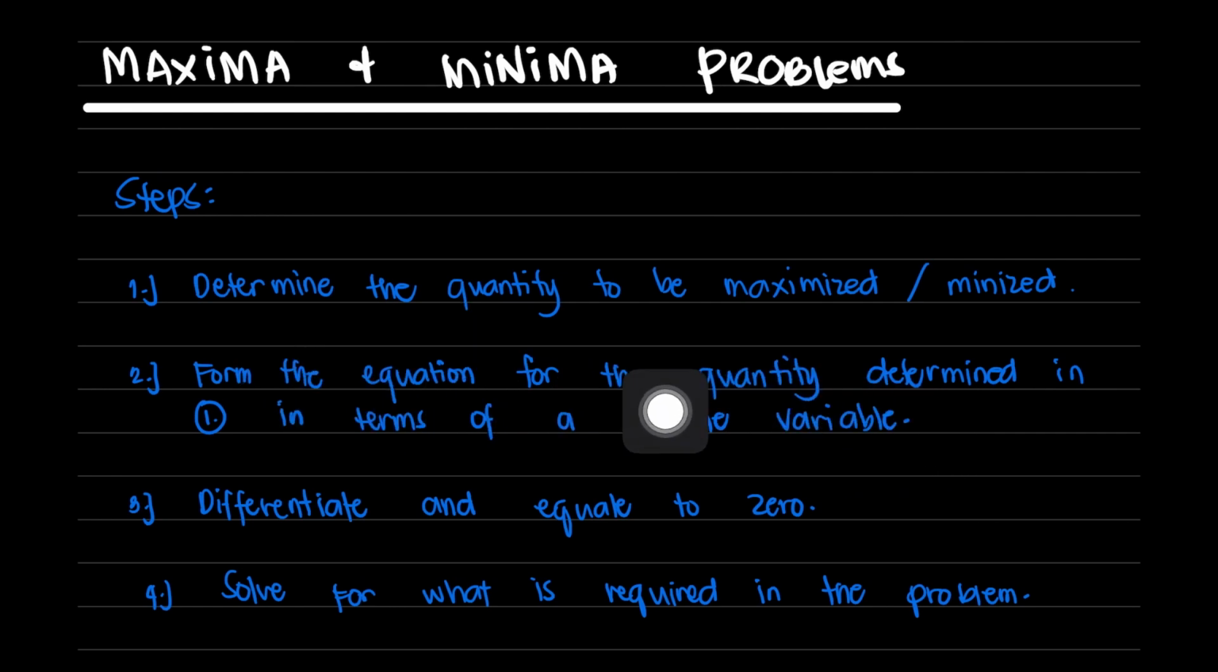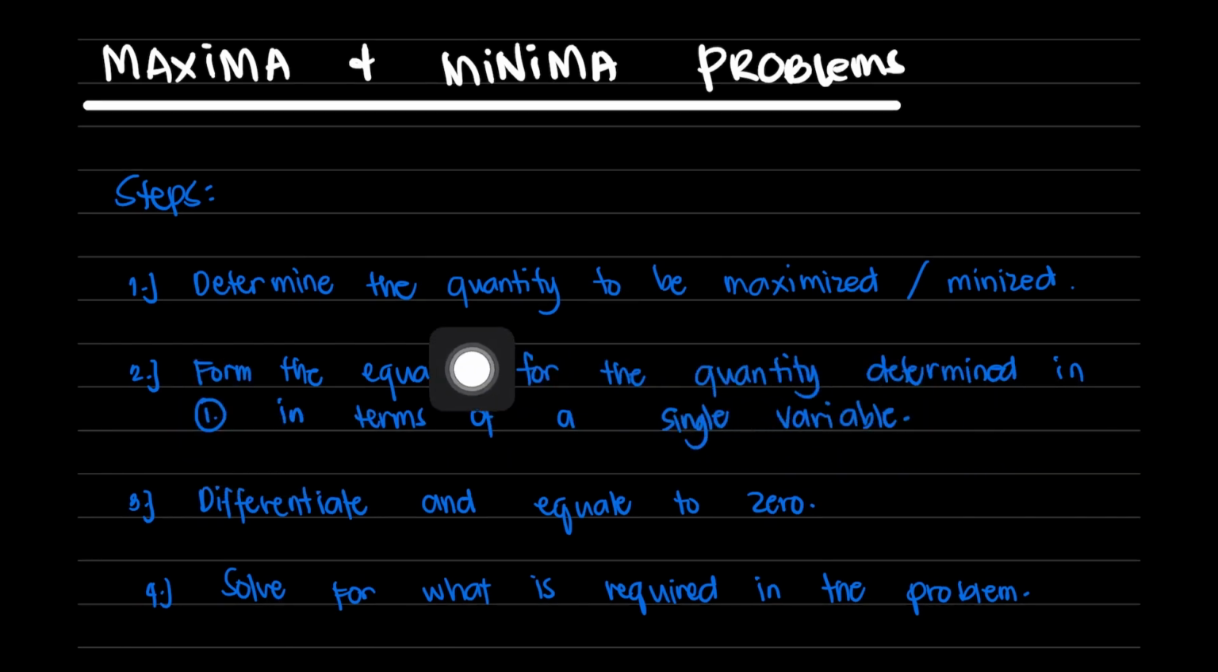The other side of the equation must be in terms of a single variable before proceeding to the third step. And the third step is to differentiate and equate to zero. After equating to zero, we're going to solve for what is required in the problem. So the most important step here is to form the equation for the quantity determined in step 1, the quantity to be maximized or minimized, and then express that in terms of a single variable on the other side of the equation.